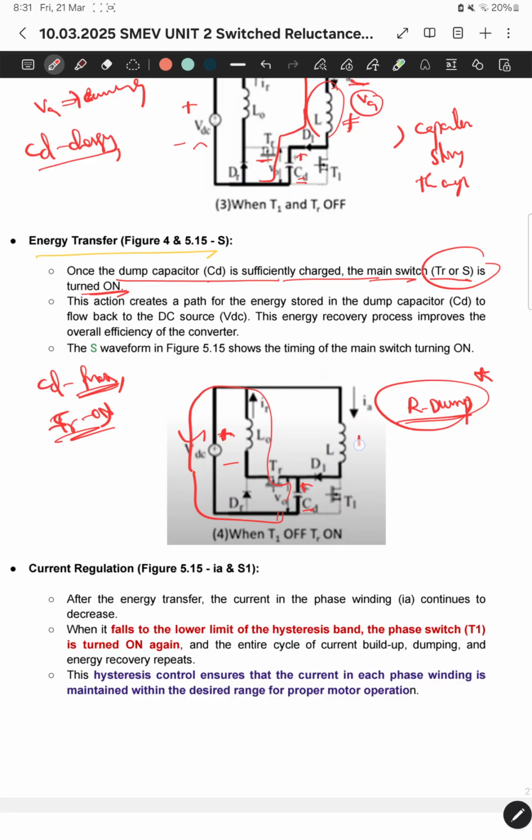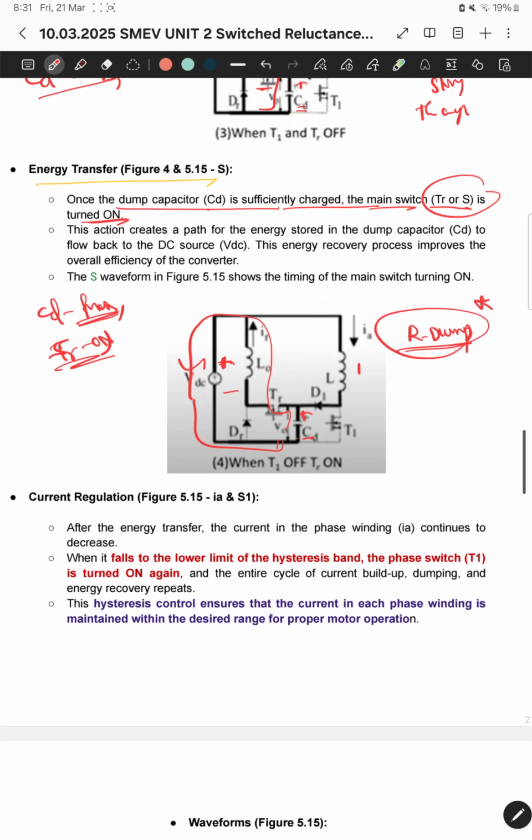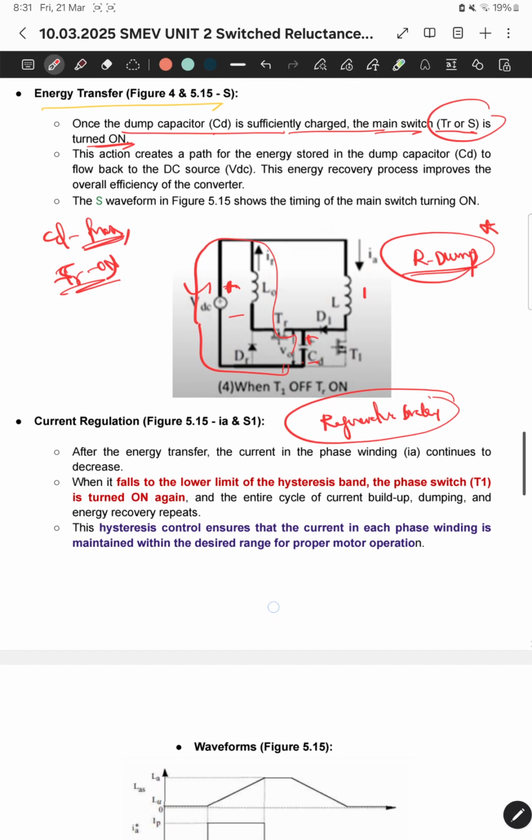Whereas here, whatever energy is stored in the inductor is temporarily stored in the capacitor CD, and once the TR switch is on, it is fed back to the supply. In this manner we are able to achieve regenerative braking, so the power is not wasted in the turn-off period. It is fed back to the supply, and ultimately the efficiency and performance increase.